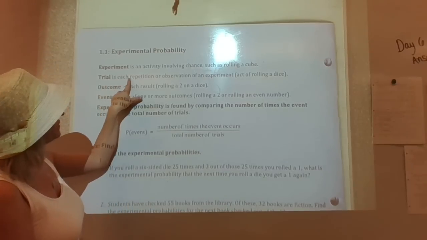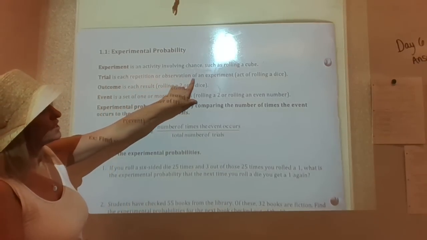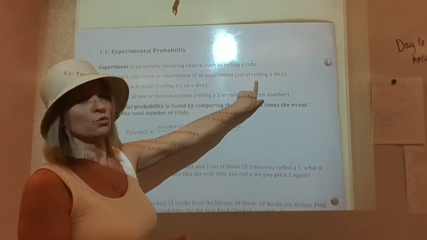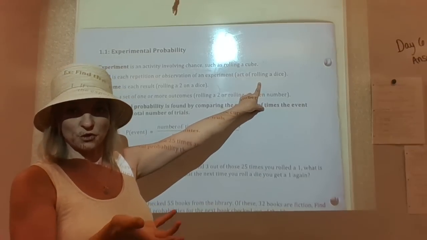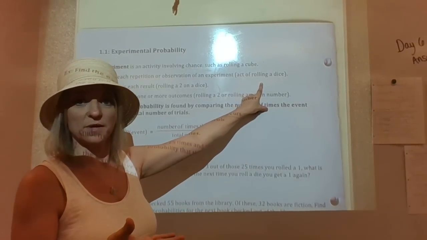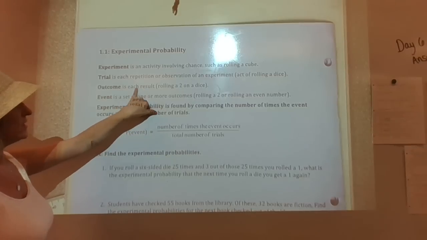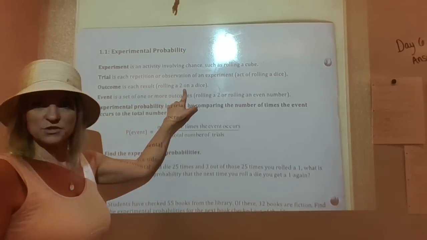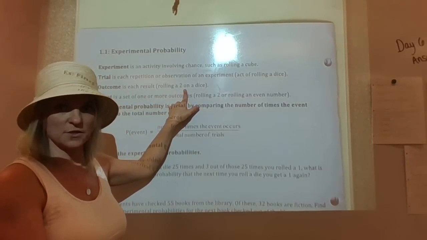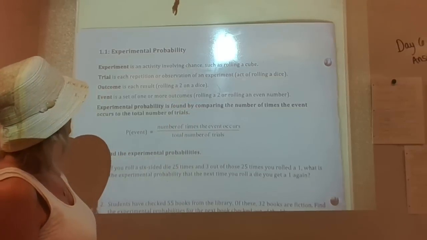Okay, the trial is each repetition or observation of the experiment. So when you roll that die once, that's your first trial. You roll it again, that would be another trial. Okay, the outcome is each result. So for example, rolling the 2. After you roll it, you see that you have a 2. So that's the outcome we're looking for.